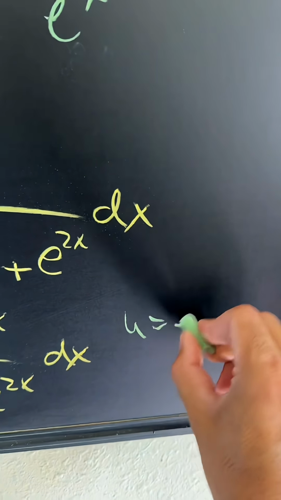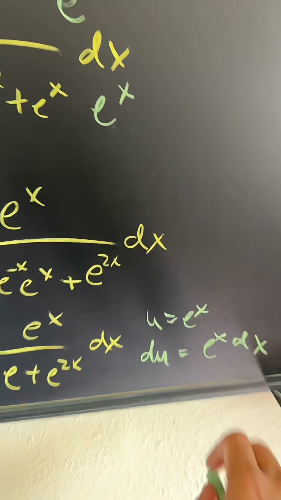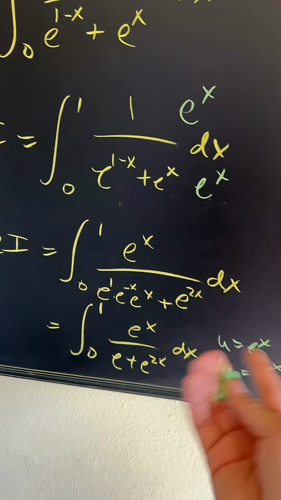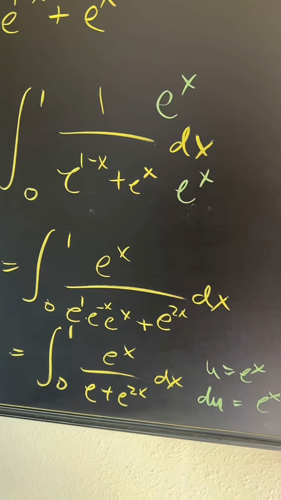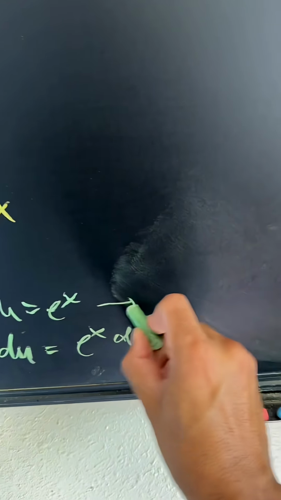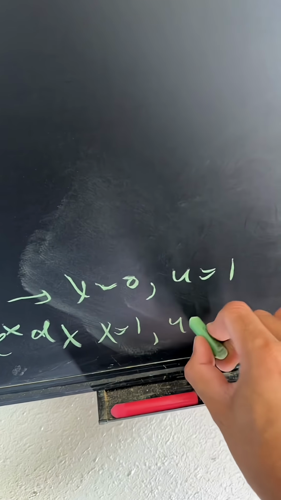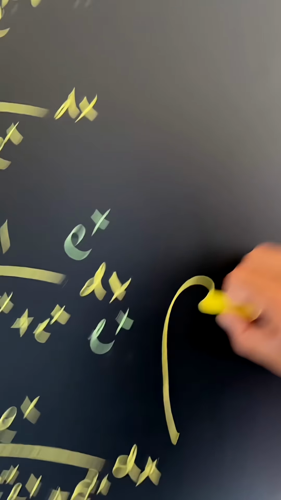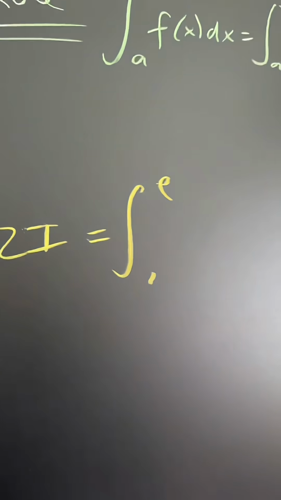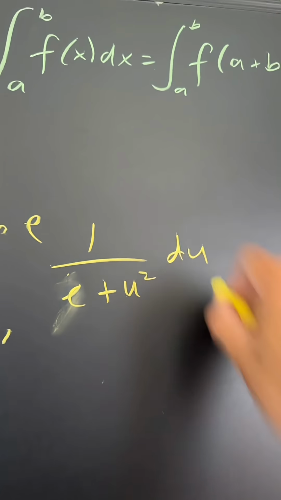So we're going to make u equal to e to the x. du is going to equal e to the x dx, and that's going to be helpful because this is right here. That's amazing. And then our parameters are actually gonna stay the same. No, they're not. They're actually gonna be a little different. When x is equal to 0, u is gonna equal e to the 0, which is just 1. So when x is equal to 0, u is equal to 1, and when x is equal to 1, u is gonna equal e. So now our integral is gonna turn into 2I is equal to the integral from 1 to e of 1 over e plus u squared with respect to u.